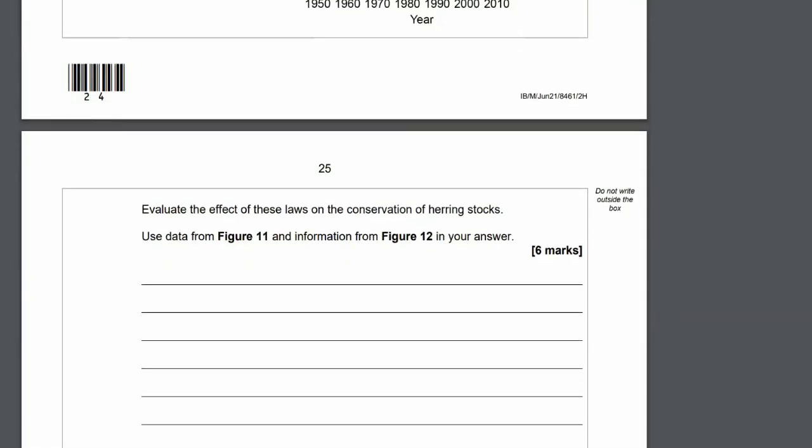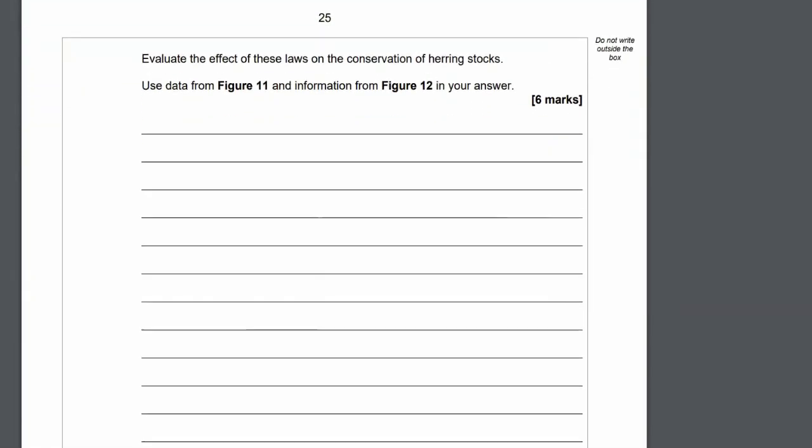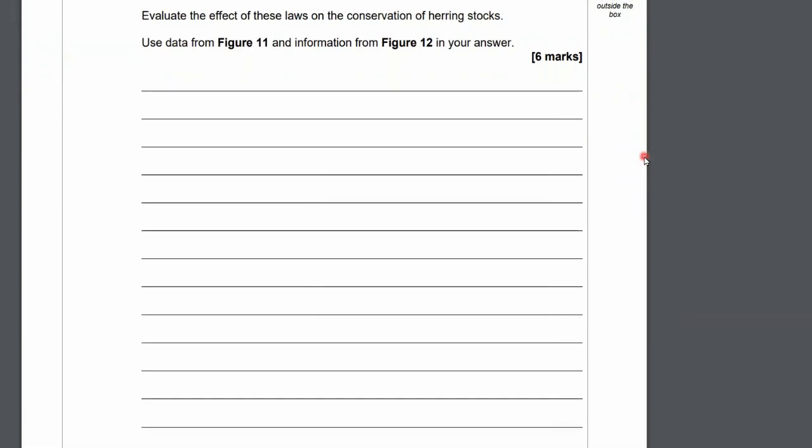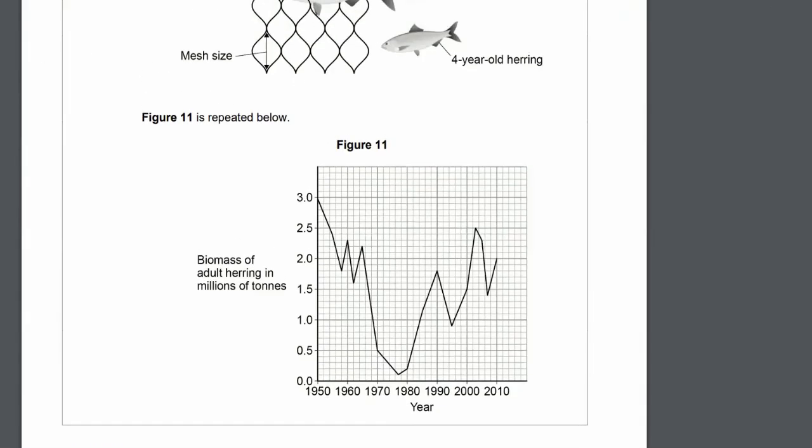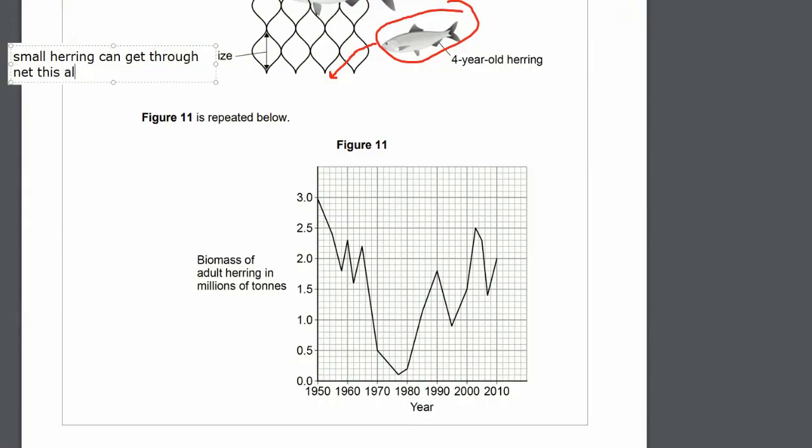Okay, we have another graph here of the biomass against the year. Evaluate the effect of these laws on the conservation of herring stocks. Now, it does say we must use the data from figure 11 and information from figure 12 in our answer. So we need to actually use numbers here. When they ask you to use data, make sure you use numbers.